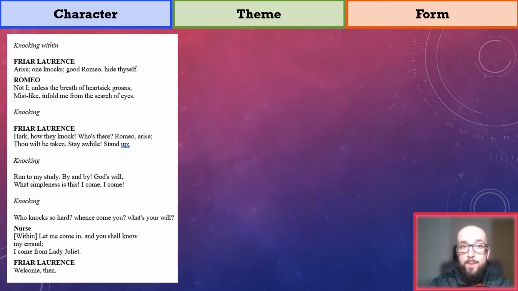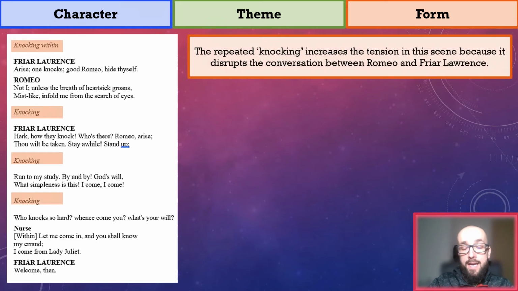The conversation between Romeo and Friar Lawrence is then repeatedly interrupted by some knocking at Friar Lawrence's door. This heightens the tension in this scene because it disrupts the conversation and suggests that their private discussion may not be so private after all.